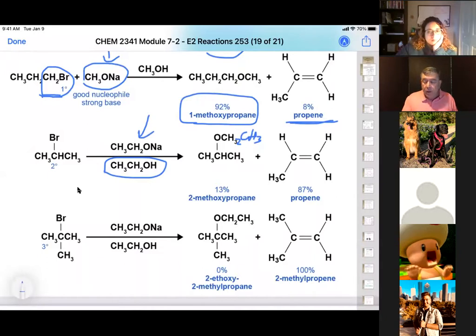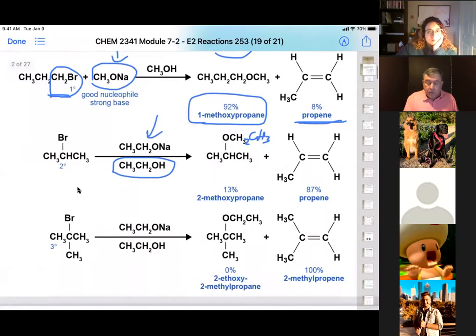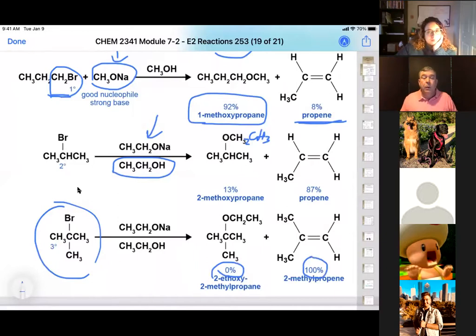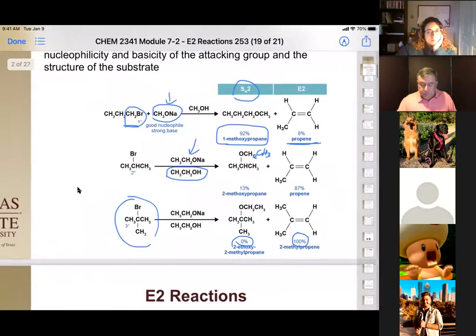Now, once we get all the way to our tertiaries, right? Remember, the rate of our tertiary here is like 1,000 times slower than our secondary. So we effectively get 0% of our substitution product, and we get 100% of our elimination product. Okay, so when we think strong bases, we have to see whether they're nucleophilic or not. If they're nucleophilic and we don't have too much steric demand, SN2 will be in competition with our E2 elimination. Okay, so let's talk about that.